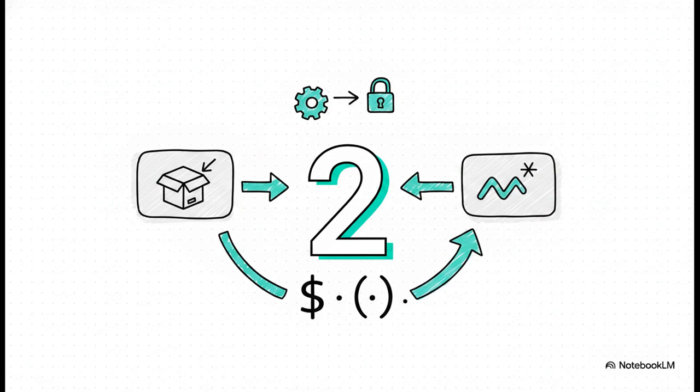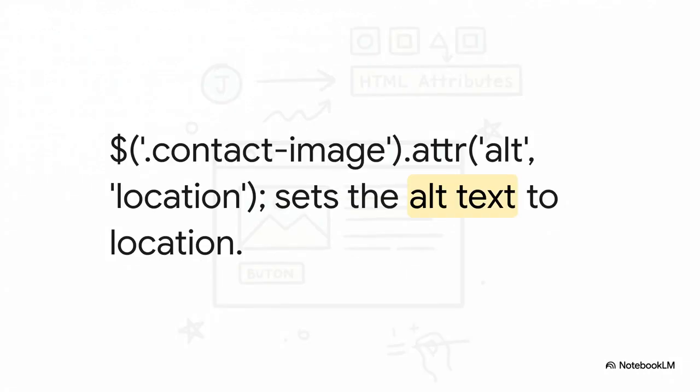If your goal is to change or assign a new value to an element, you absolutely must pass in exactly 2 values or arguments into the method. Let's break that syntax down clearly. We have our multi-tool, .attr. Inside the parentheses, we've got our 2 arguments separated by a comma. The first argument is the attribute name you want to target. So here, it's alt. The second argument is the brand new value we're applying to it, in this case, the word location.